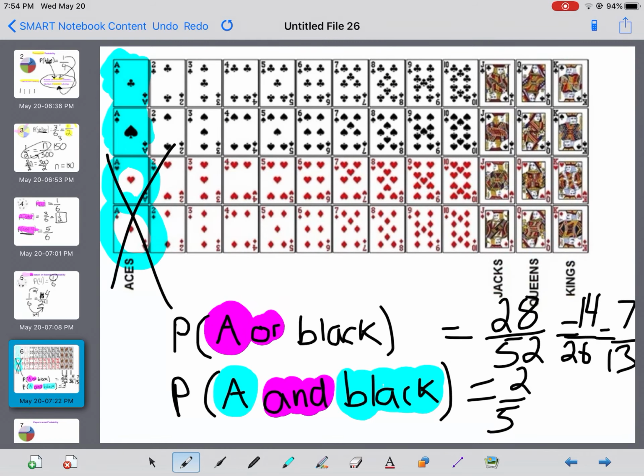So in this case, what I end up with is 2 out of 52, which equals 1 out of 26. Okay, so that's the difference between or and.